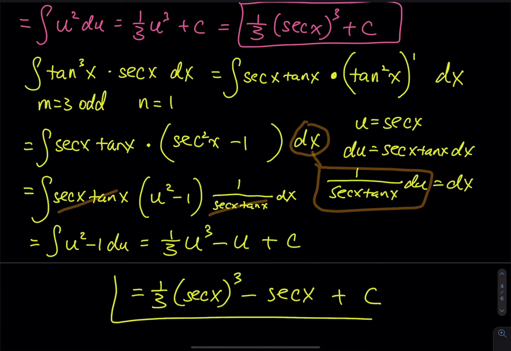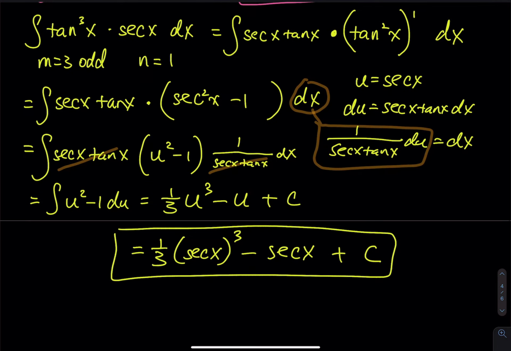So this is the final answer. Another way to write it is 1/3 secant to the third power x minus secant x plus c. All right, so that is the end of the second problem. And then we have the third one. The third one is a long one.